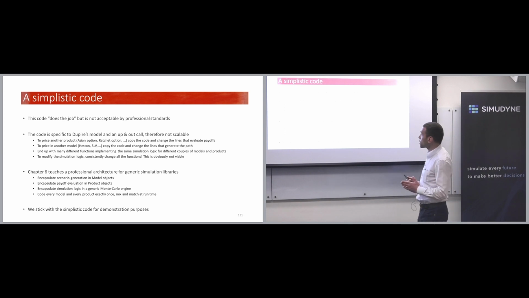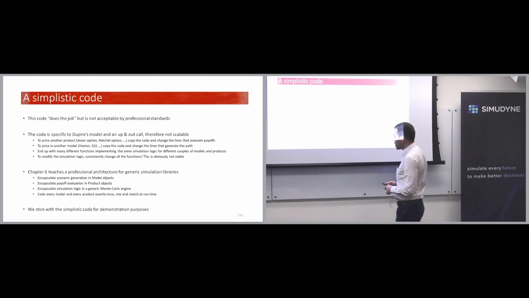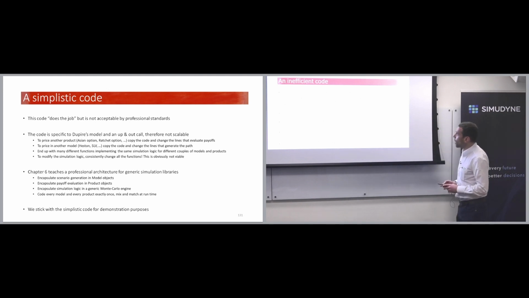So this is obviously not viable, and I refer to chapter 6 of the book. It tells you everything about a professional architecture for generic simulation libraries, where everything is properly encapsulated so that you can mix and match models and products at runtime. But for demonstration purposes here, we stick with a simplistic code.